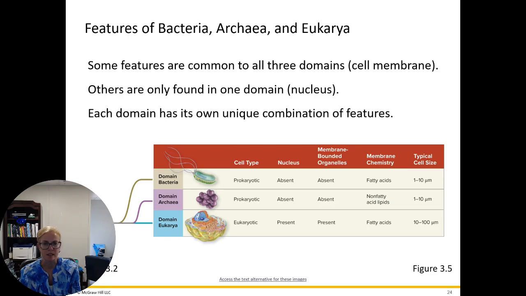So in terms of the cell type, the eukaryotes have a nucleus, bacteria and archaeans do not. Membrane-bound organelles, again, eukarya, yes. Bacteria and archaeans, no. In terms of membrane chemistry, eukaryotes and bacteria actually have more in common in that they both have a fatty acid membrane, but archaeans have non-fatty acid lipids, which is kind of interesting. So it's slightly different, but probably because of the extreme lives that most of our archaeans live.